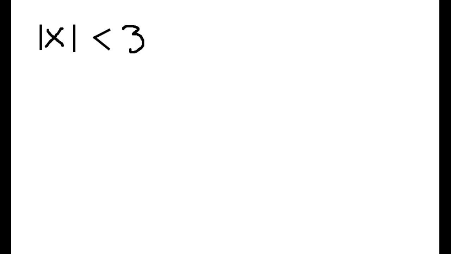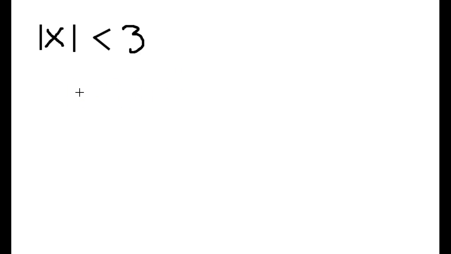Let's talk about an easier way of dealing with absolute value inequalities. Here we have an example of an absolute value inequality, and this one is the absolute value of x is less than 3. Now you may have learned at one point that when you have a less than symbol in an absolute value inequality of this type, you can turn it into a three-sided inequality.